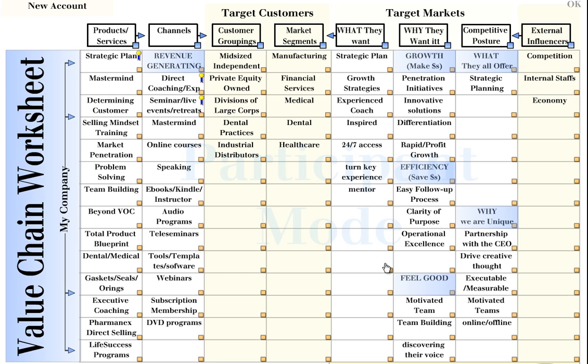So you can see here, what do they want, why they want it, what's the competition doing, and what are the external influencers. That's just kind of a quick snapshot of this tool, what's called the value chain worksheet.